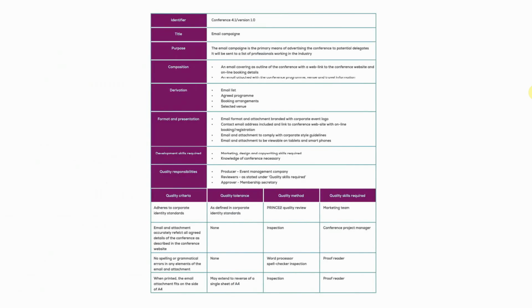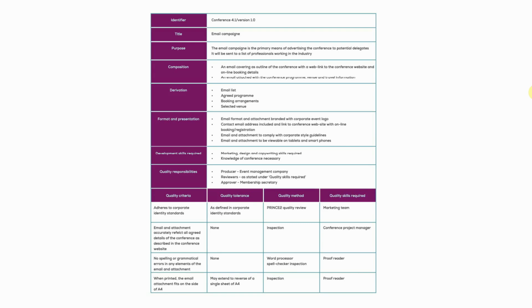So this is the product description then for products. You can see conference is the project, item 4.1 is the reference that comes from the product breakdown structure, and this is version 1.0. So this is the product description identifier. The title, this is the bulk email. Purpose, the bulk email is the primary means of advertising the conference, and so on and so forth. Composition, what it's comprised of, what it's derived from, the format and presentation. This is the standard product description template. Obviously, it's an email.